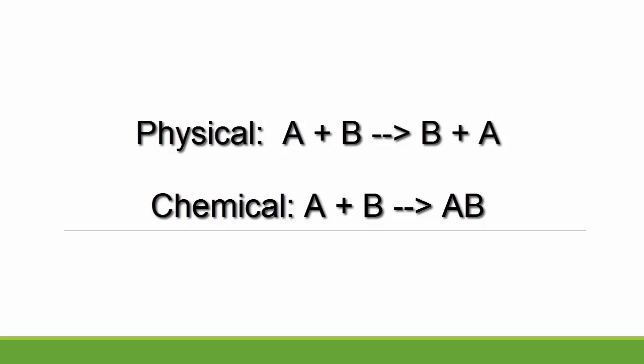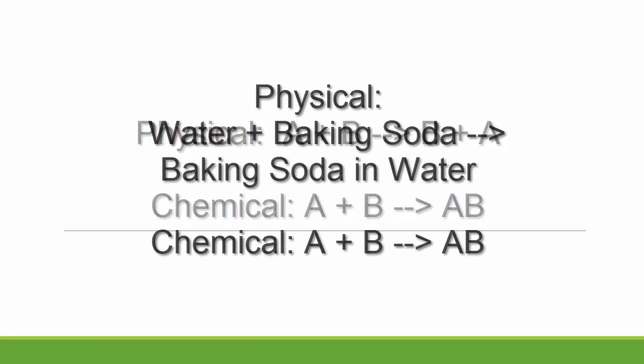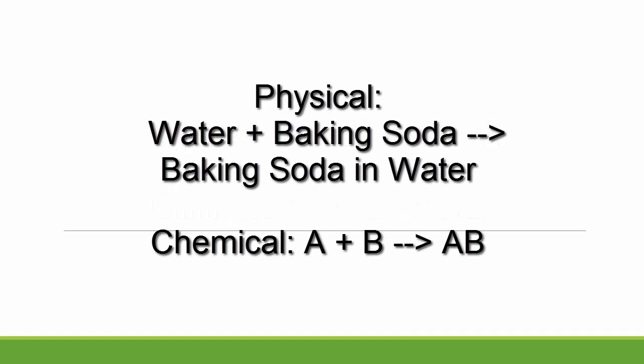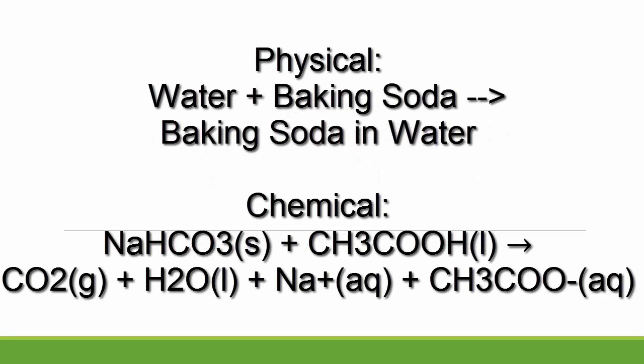So if I had left those arrows up there, the first one would have been water and baking soda produces baking soda in water. But baking soda and vinegar reacts and produces carbon dioxide and a few other things, right? But it produces something different than what you started with. So your left side reactants and your right side products would be different for baking soda and vinegar. Your water and baking soda would be the same on both sides of the mixing.